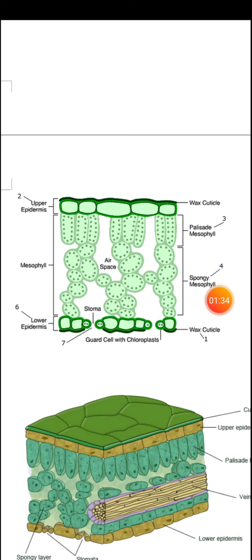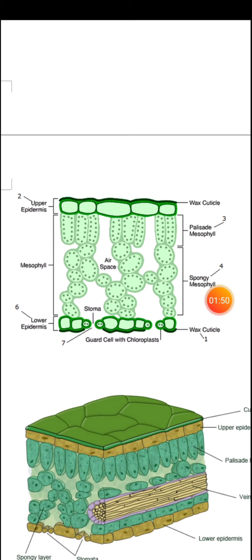So when you see here, these are having 2-3 parts. You can see upper epidermis, mesophyll, palisade mesophyll, spongy mesophyll, wax cuticle, then guard cell with chloroplast. We will discuss one by one.